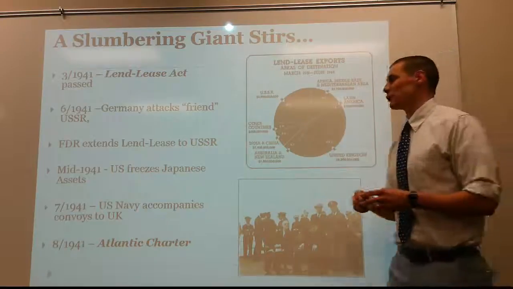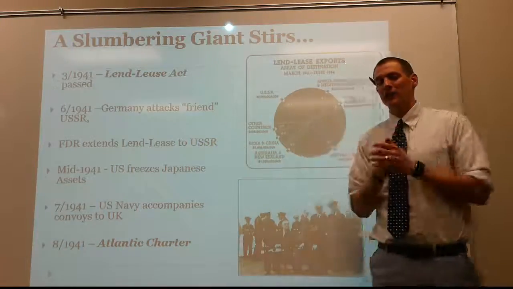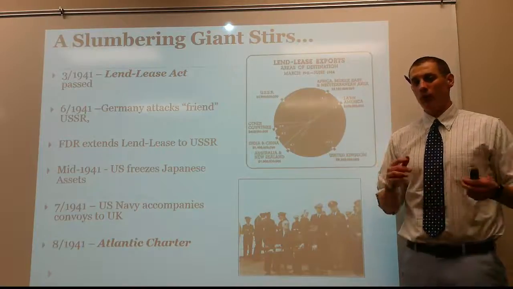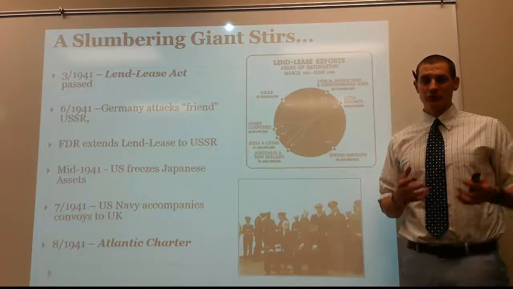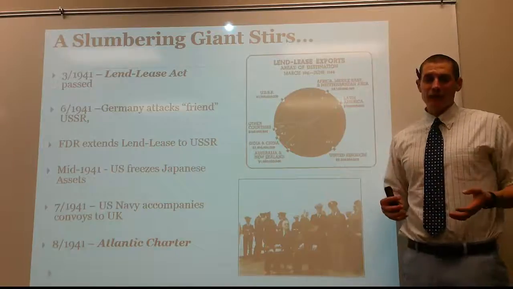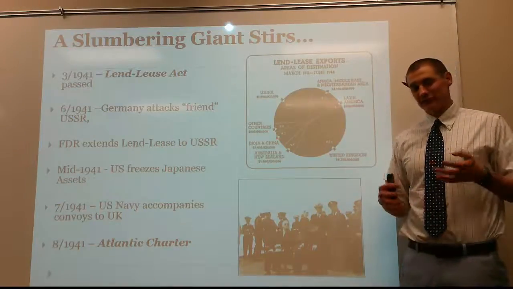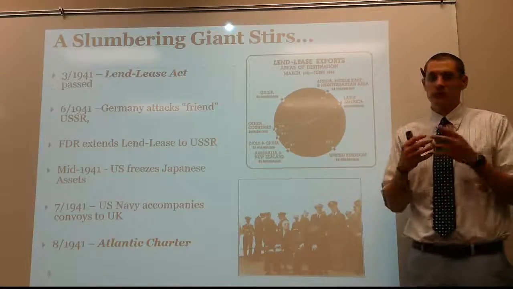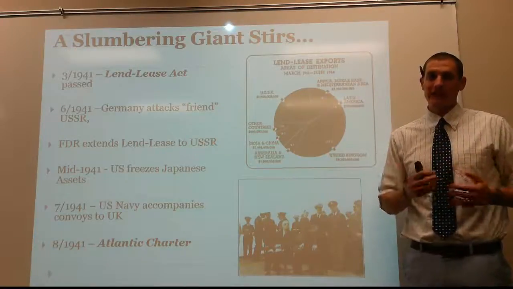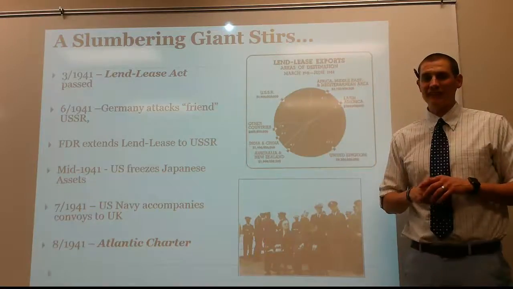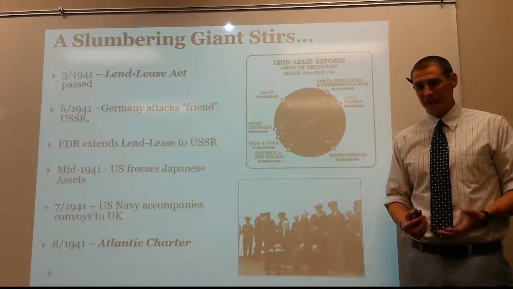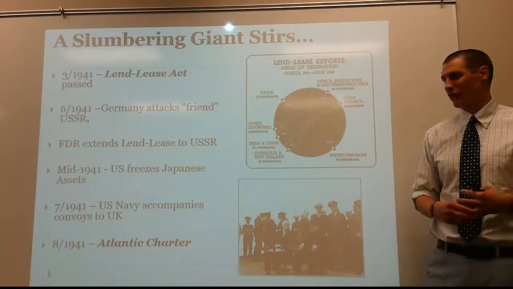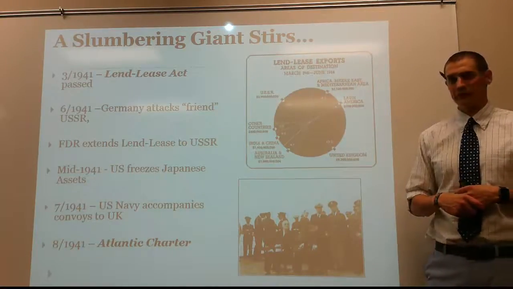In June of 1941, Germany attacks its friend, the USSR, and the Soviet Union is now at war with Germany. This will become extremely important because after the United States enters the war against both Japan and Germany and Italy, it will be critically important that Germany is fighting the USSR because they suffer hundreds of thousands of casualties in the USSR, making it much easier for the United States and other Allied powers on the Western Front.